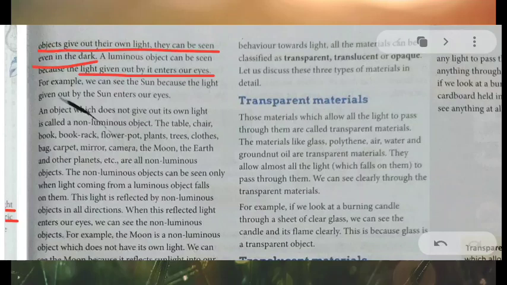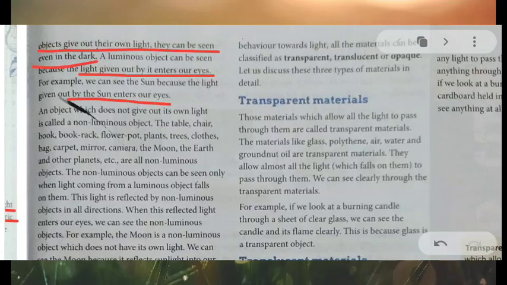For example, we can see the sun because the light given out by the sun enters our eyes. That's why we are able to see the sun. This was the concept of a luminous object, which is capable of giving its own light, or which has its own light. So many examples we have seen.